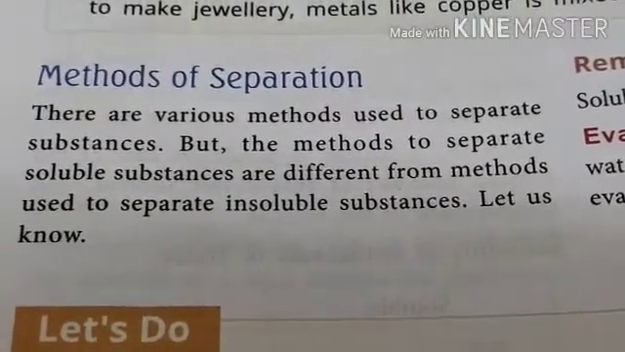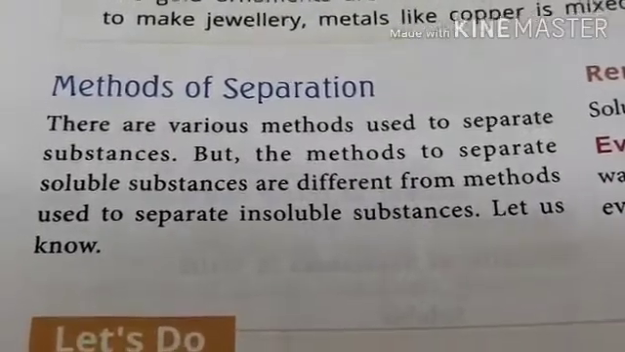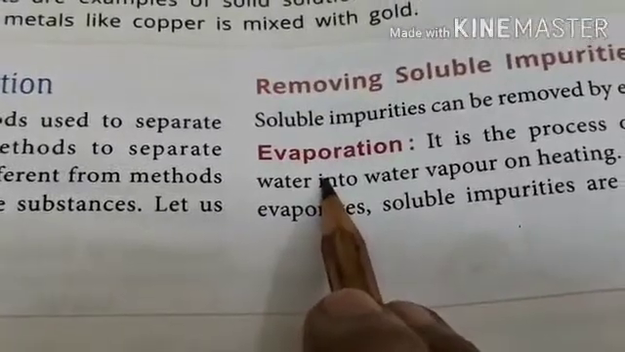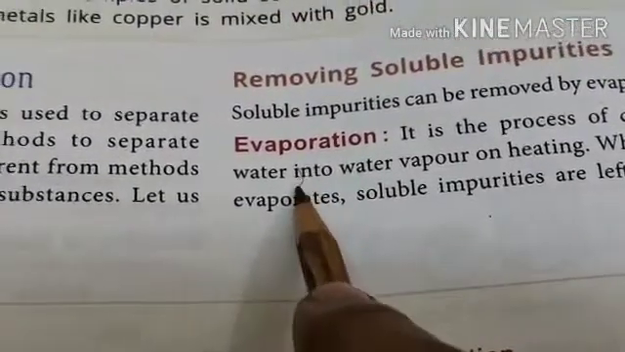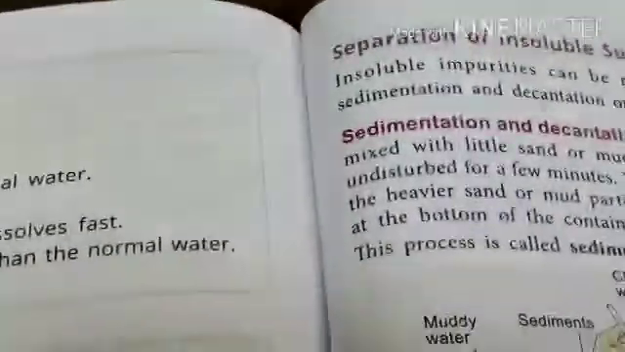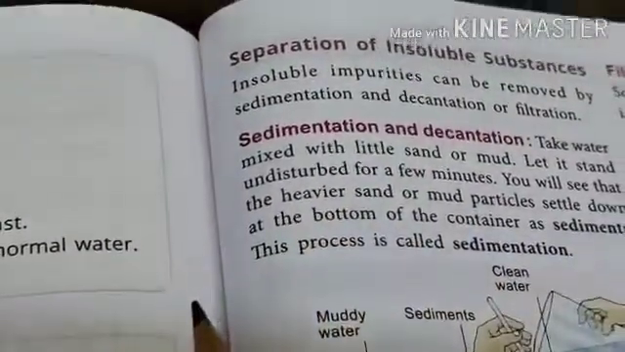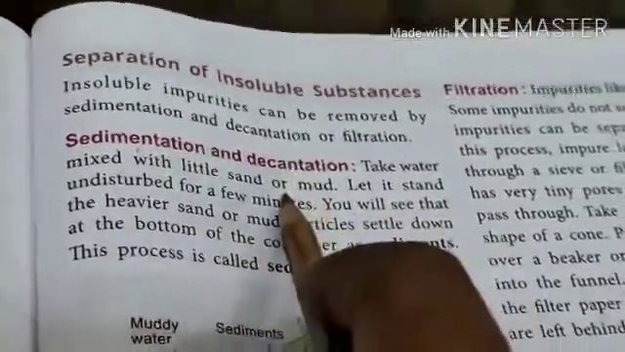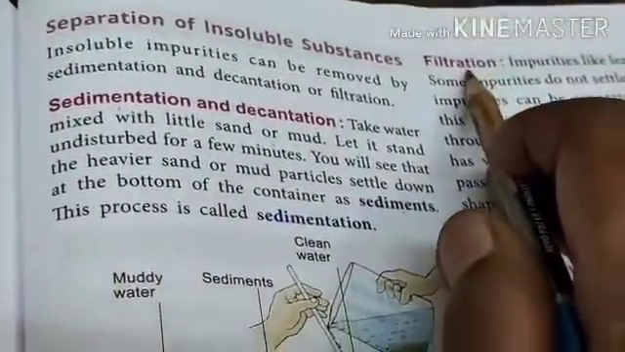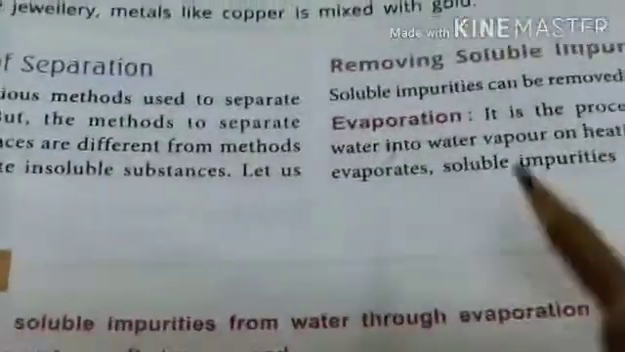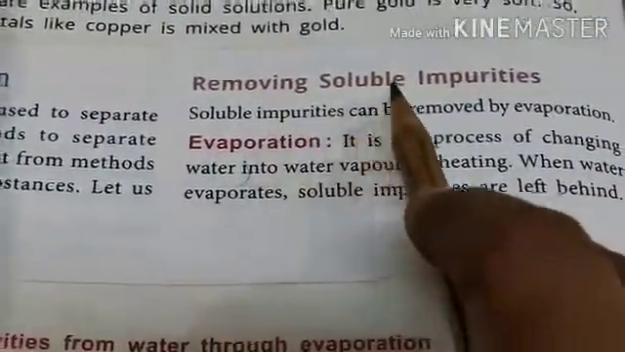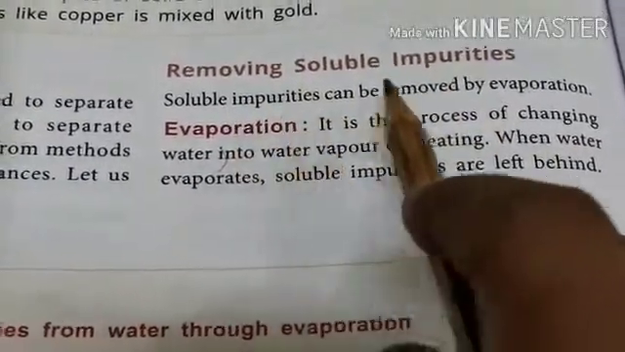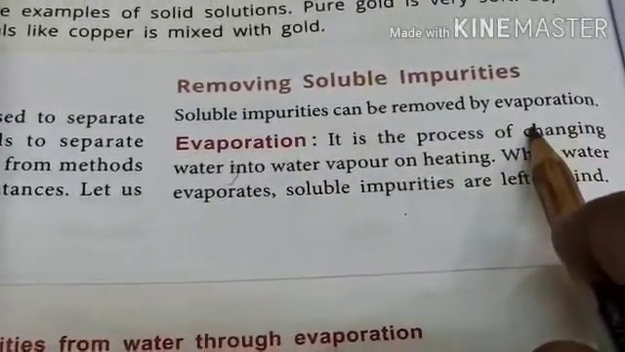The impurities which are soluble in water are separated by evaporation, and the impurities which are insoluble in water or insoluble in any other liquid can be separated by sedimentation, decantation, and filtration. Now let's start with the removal of soluble impurities. Soluble impurities can be removed by evaporation.